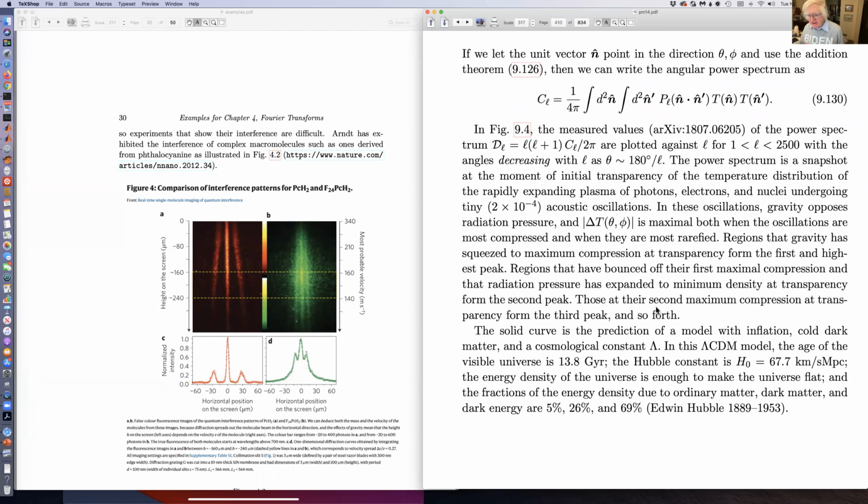The solid curve is then a prediction of a model called lambda CDM. C stands for cold, D for dark, M for matter. And lambda is a cosmological constant. The cosmological constant is the simplest way of describing what's called dark energy, which is in effect an energy density of empty space. And the energy density of empty space causes a negative pressure and causes the expansion of the universe to accelerate. Of course, we have no idea what that is either.